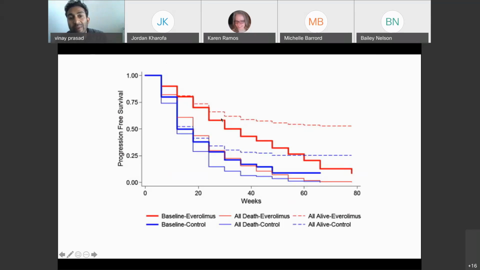If he assumes that the people who were censored were never going to progress ever, happily ever after they will live, that's this line. If he assumes that they were going to progress immediately after being censored, that's that line. And the same for the placebo. The curves for the everolimus arm splay wider than the curves for the placebo arm. Why does this splay wider than this? I already gave you the reason.